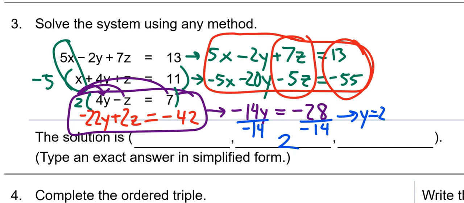If you accidentally made that negative 2, would that mess up the rest of this problem? Yes, it would. Be careful. If you do make that mistake, just keep going.